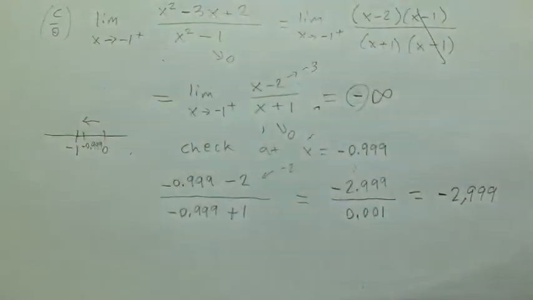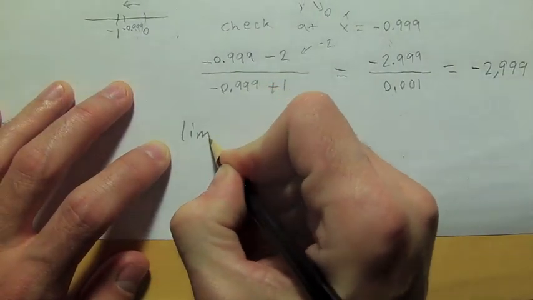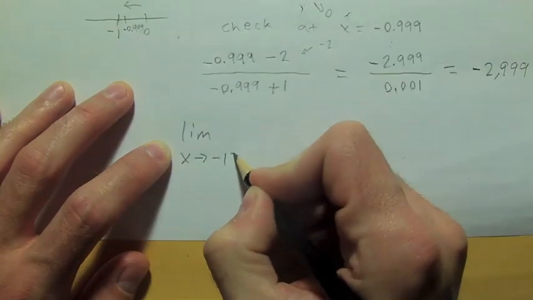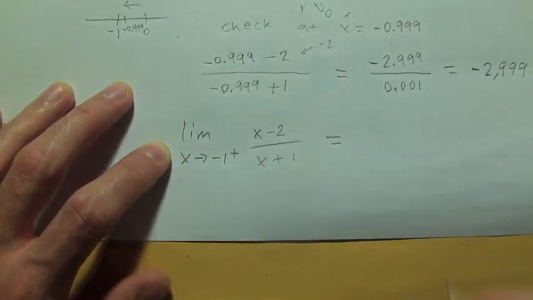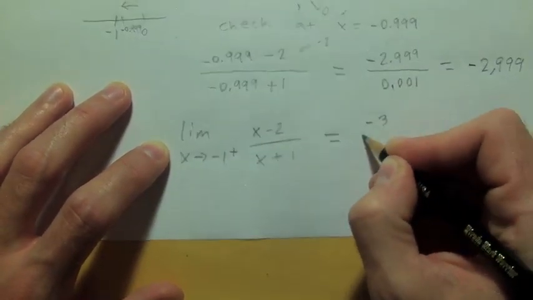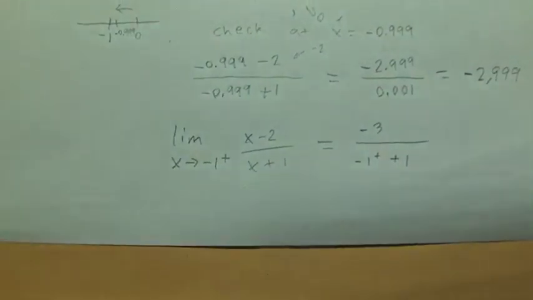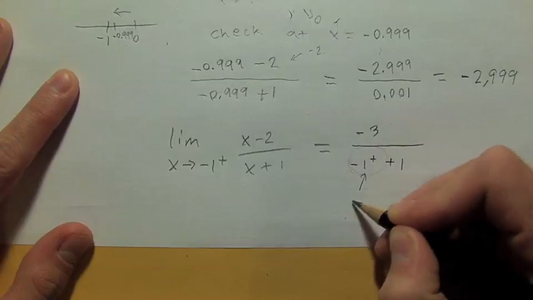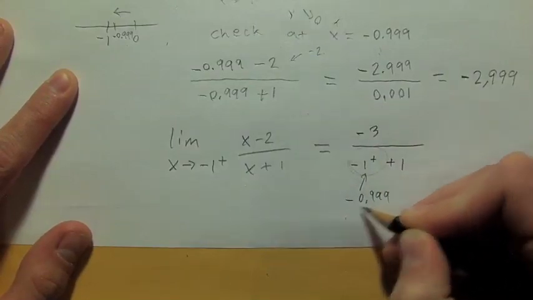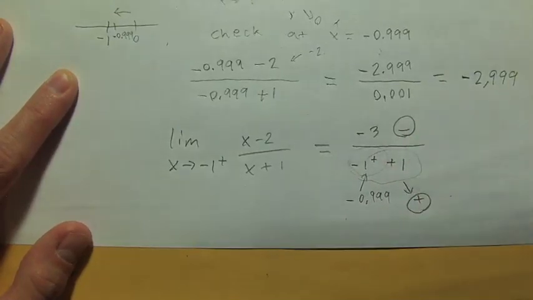negative infinity. Okay. The other way you could do this, of course, is if we have the limit as x goes to negative 1 from the right of x minus 2 over x plus 1. Well, the numerator, of course, is going to negative 3. The denominator, I have negative 1 from the right plus 1. Again, this is a little tougher to do the logical way, but remember, this is something like negative 0.999, so this whole thing here is positive, whereas the top is negative.